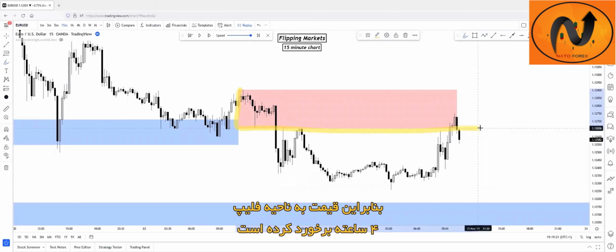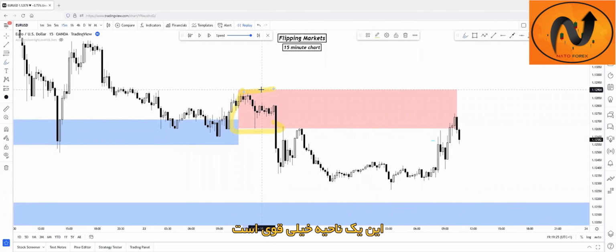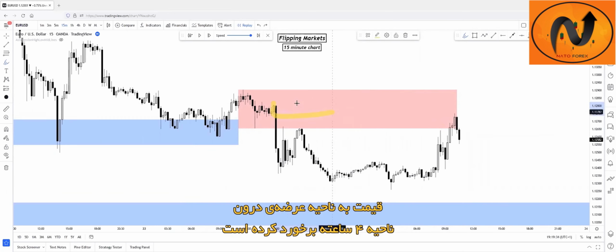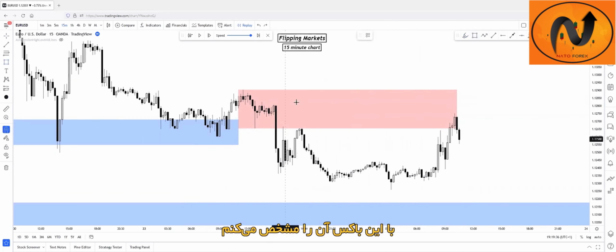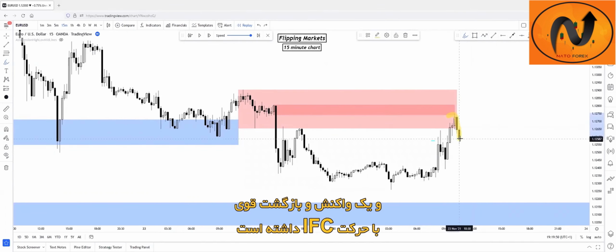So price tapped the 4-hour flip zone, because this 4-hour supply zone flipped the 4-hour demand zone. So this will be a really strong zone. If price rejects on this zone, we will know that we will look for a short opportunity and short confirmations. And inside of this 4-hour zone, price tapped the 15-minute supply zone. I will just mark it with this line. Okay. So as you can see, price just tapped this zone, and after the tap of this zone, it immediately reversed and had a really strong reversal and inefficient push to the downside.